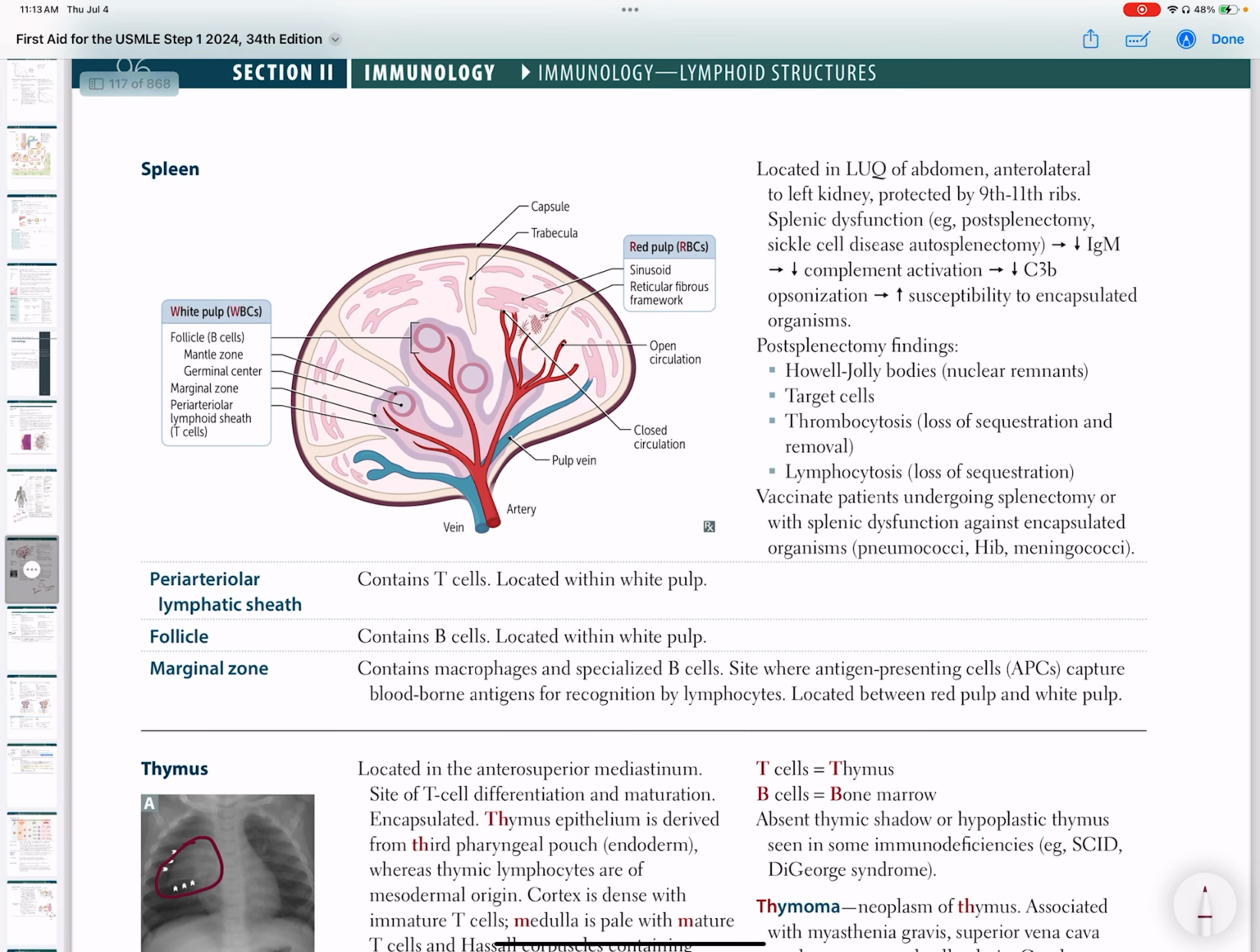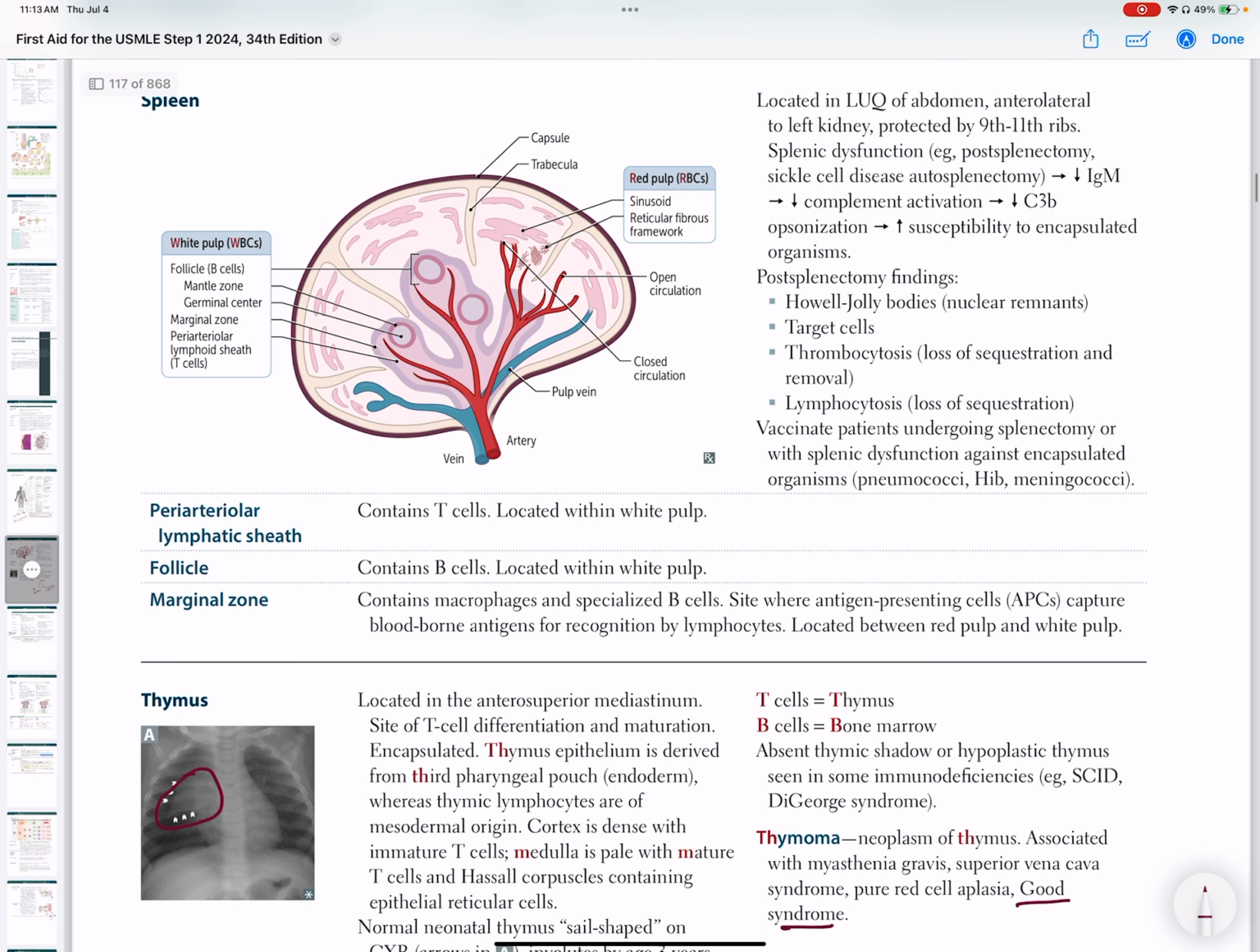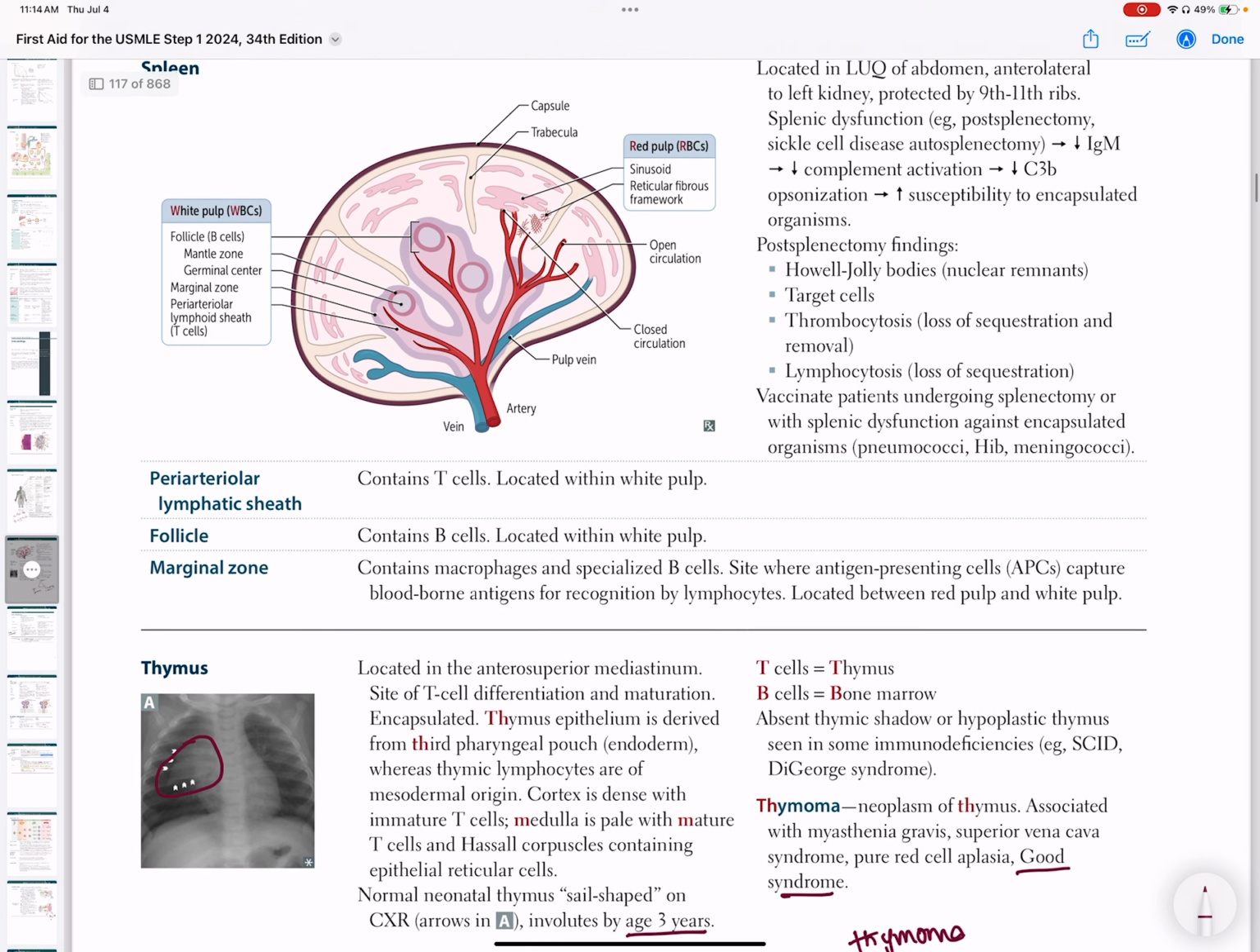Next we have the spleen, located in the left upper quadrant of the abdomen, anterior lateral to the left kidney, protected by the 9th to 11th ribs. Splenic dysfunction, like post-splenectomy, sickle cell disease, and autosplenectomy, causes decreased IgM, decreased complement activation, and decreased C3b opsonization. Thereby, there is increased susceptibility to the encapsulated organisms.